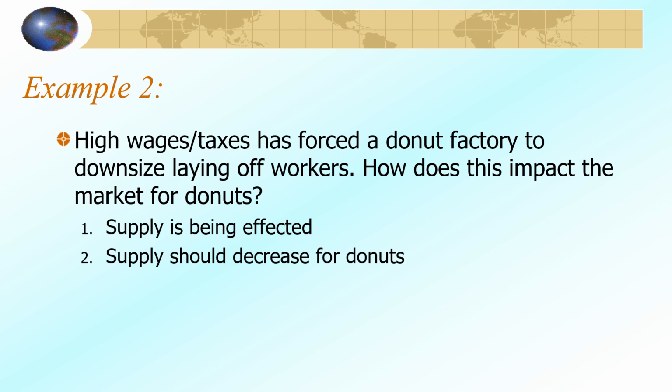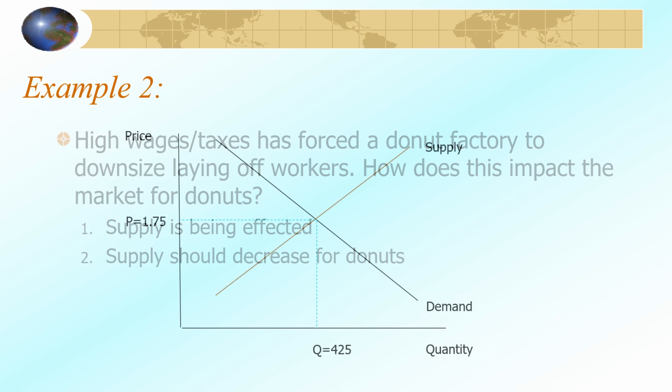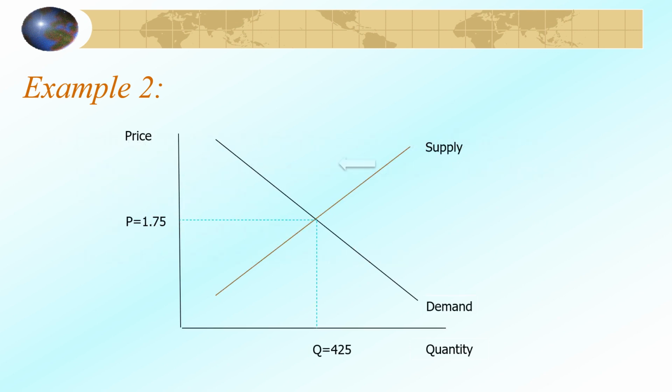High wages or taxes have forced the donut factory to downsize, laying off workers. How does this impact the market for donuts? Now, this I think should be a little bit easy. It's going to be impacting a business, so there's going to be a leftward shift in supply. And we model this by a leftward shift, and price is going to be increasing, quantity is going to be decreasing.